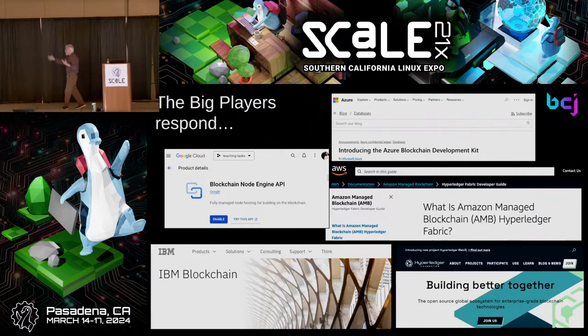And blockchain is here. You've got your IBM, your AWS, your Azure, and Hyperledger, which is open source. People are playing on the blockchain. It is there. Maybe I am praising it too much.